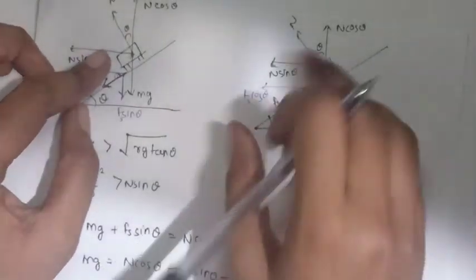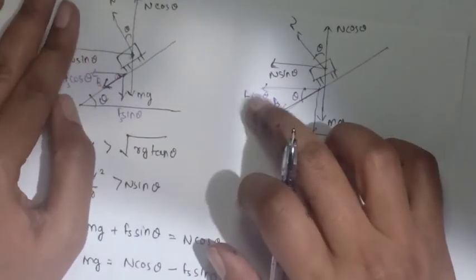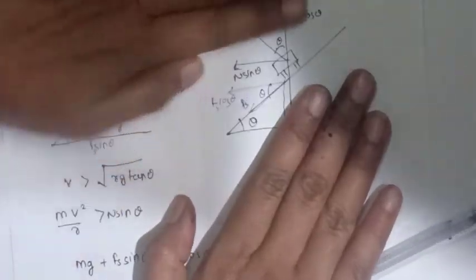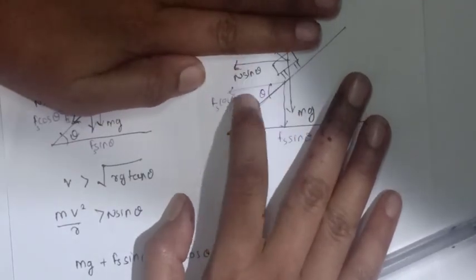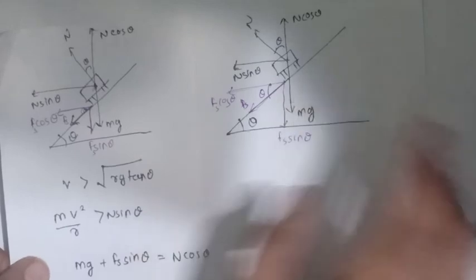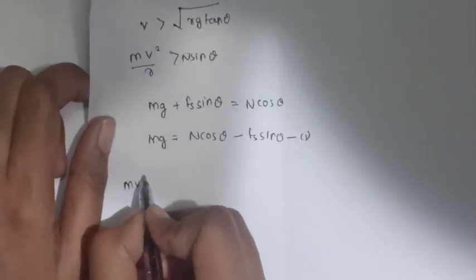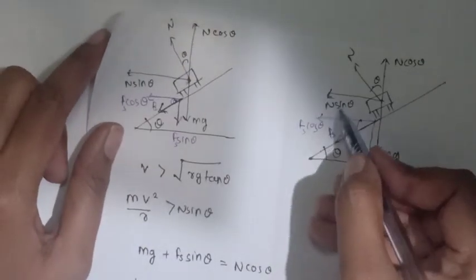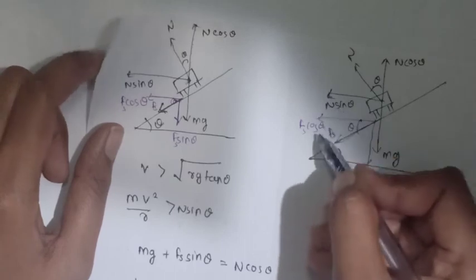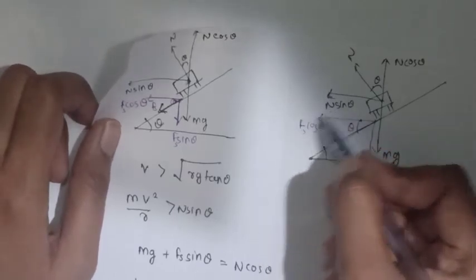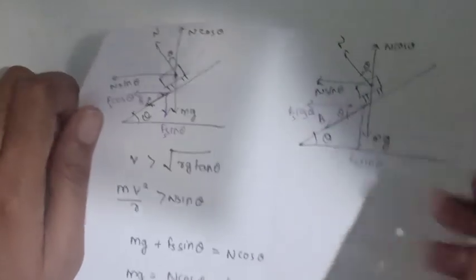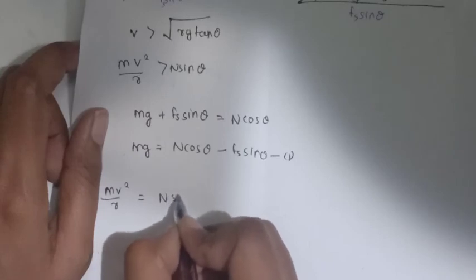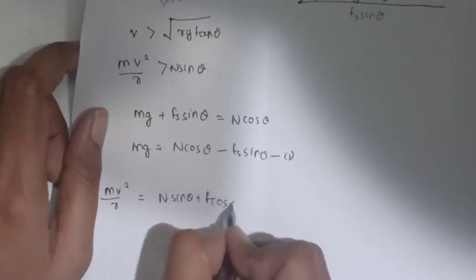Now let's move toward the horizontal force. The horizontal forces provide the centripetal force, so now neglect vertical forces. These are the horizontal forces, which provide centripetal force. The centripetal force is given by mv square by r. Both components are in the same direction, along the centripetal force toward the center. That's why you can directly add both terms. So you will get n sin theta plus fs cos theta.